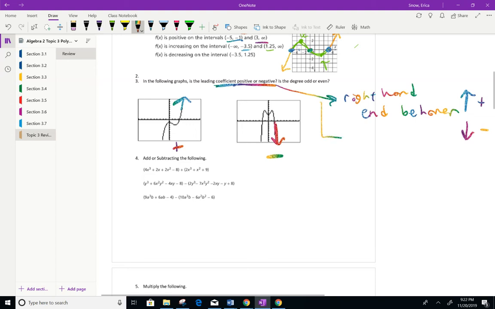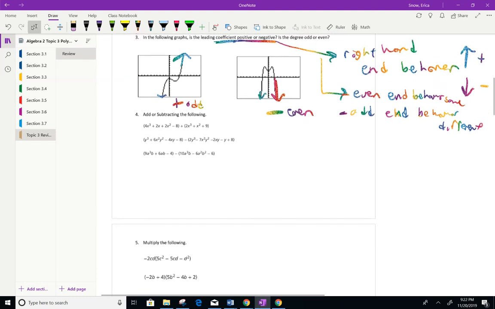And then the second clue is to tell if it's even or odd. It's even if the left and right hand end behaviors are the same. And let me be a little more specific with that so that if you're looking at this document later, it's even if the end behavior is the same, and it's odd if the end behavior is different. So here our end behaviors are different, so this is odd, and here they are the same, so this is even.